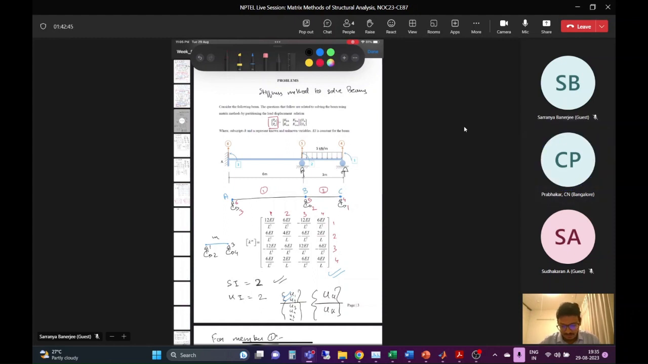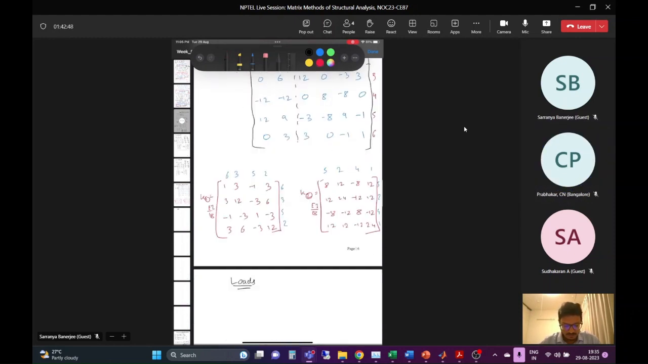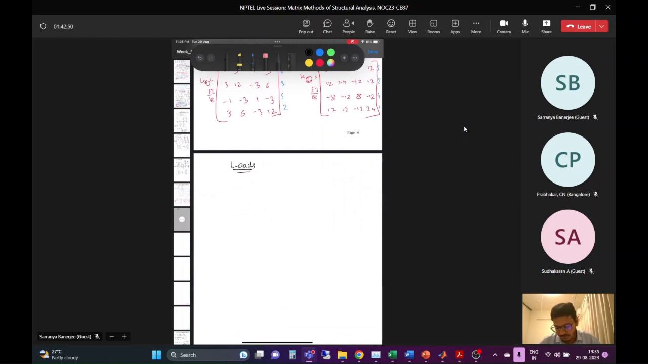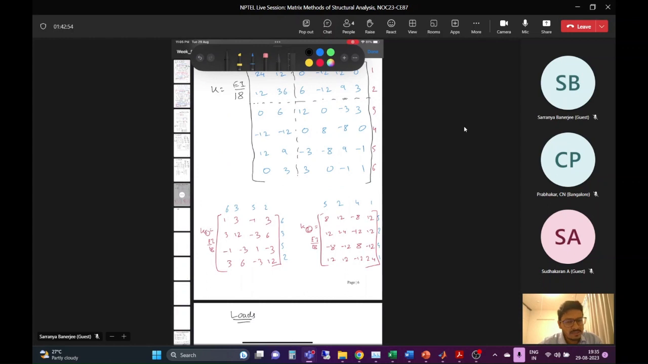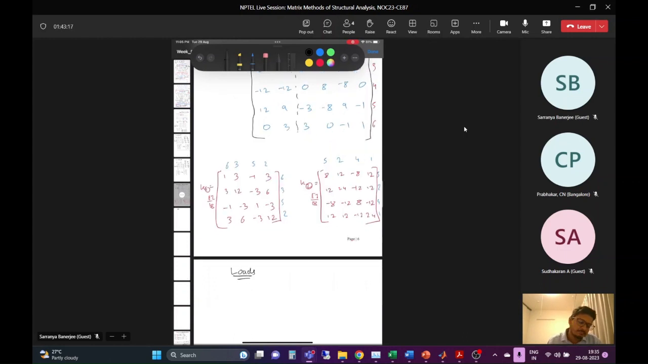This is the most challenging part of the beam problem. Otherwise, what we have done so far is pretty simple and straightforward, like the truss problem. This is the advantage of the stiffness method. You understand the truss problem nicely, so you know the assembly of matrices and how to solve, and the beam problem becomes very easy. The only challenging part is the loads.